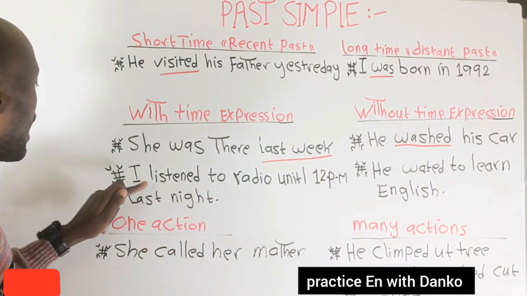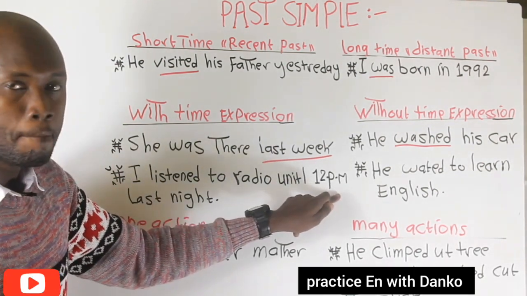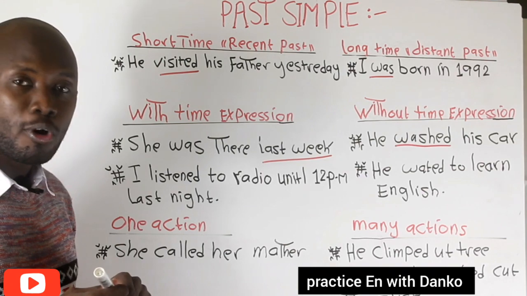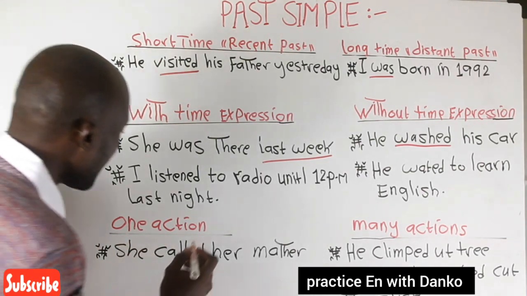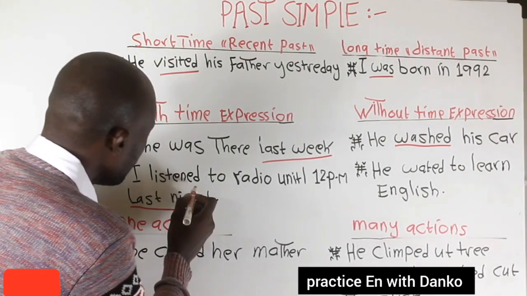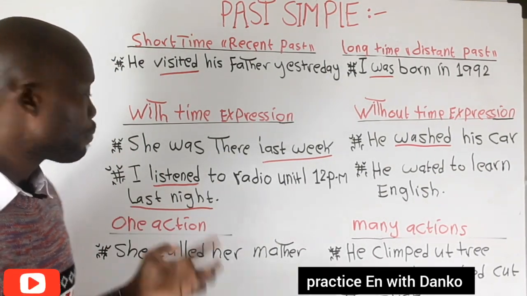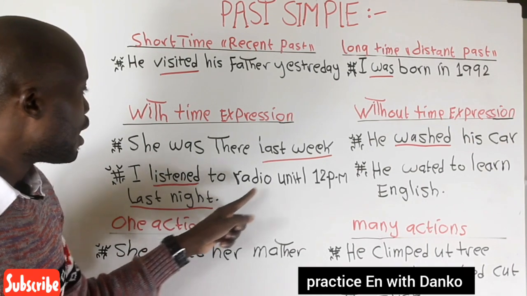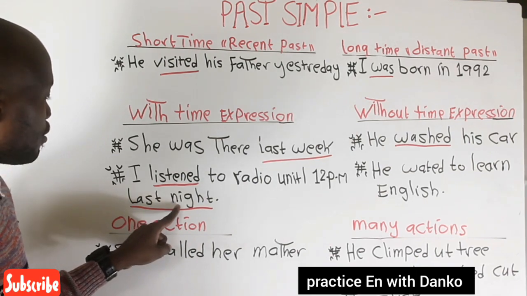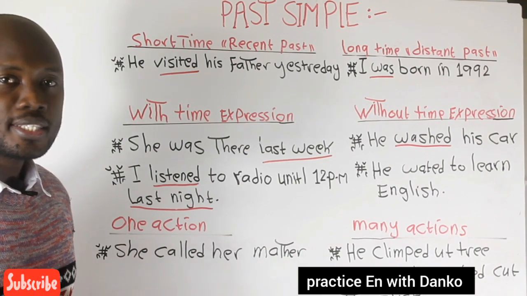Number 2: I listened to the radio until 12 p.m. last night. Here, the past simple with an expression of time, last night. I listened. The past here is listened. Listen plus ed became listened. I listened to the radio until 12 p.m. last night. This is past tense with a time expression.